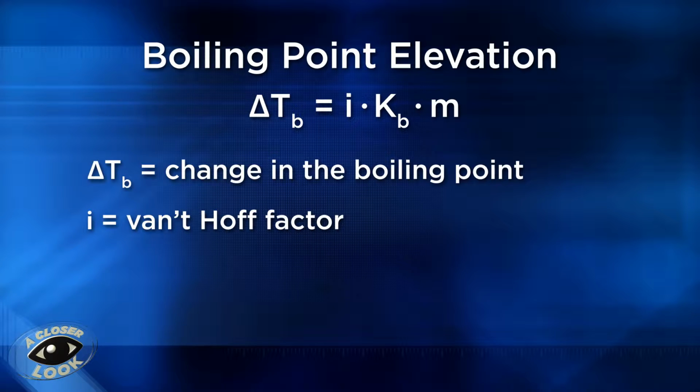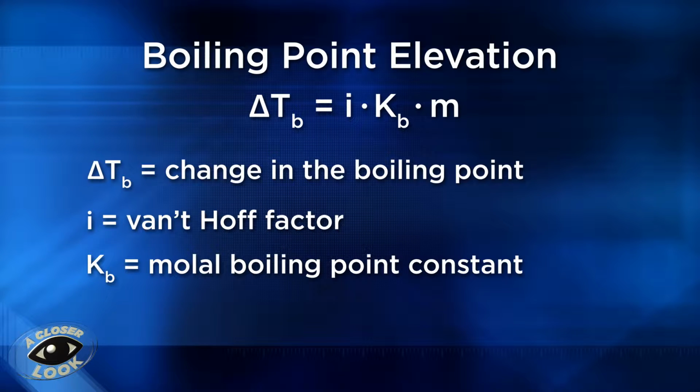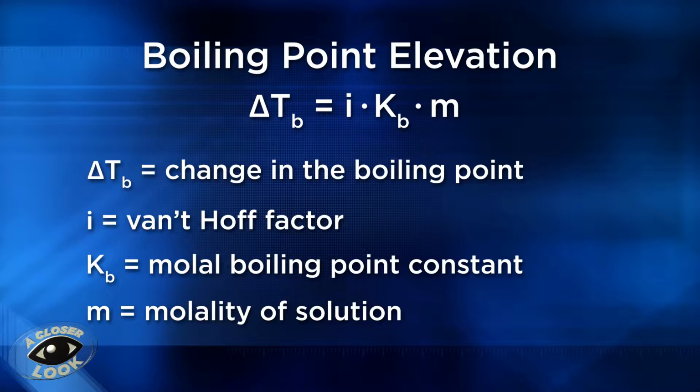For example, in sodium chloride, there are 2 ions that will be produced from the dissociation of 1 mole of sodium chloride. And colligative properties are based on the number of particles, not necessarily the type. So we have to have the Van't Hoff factor present to account for those solutes that dissociate into ions or multiple particles. The K sub B stands for the molal boiling point constant. This value is solvent dependent. In other words, it changes depending upon the solvent that you're using. And the lowercase m stands for the molality of the solution. Molality is moles of solute divided by kilograms of solvent.